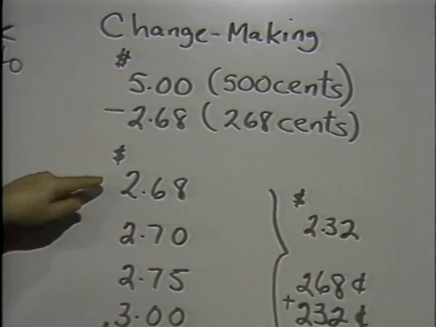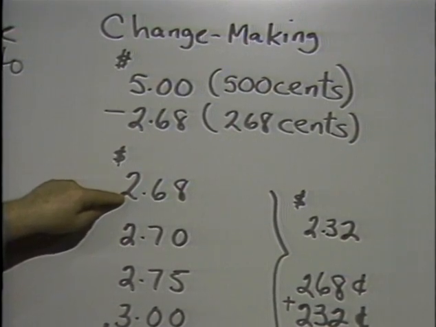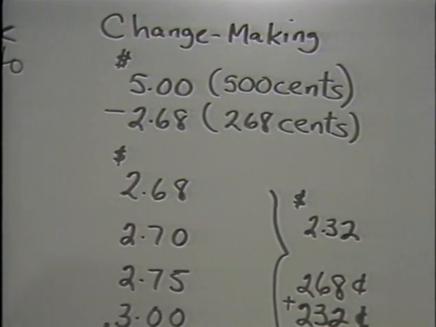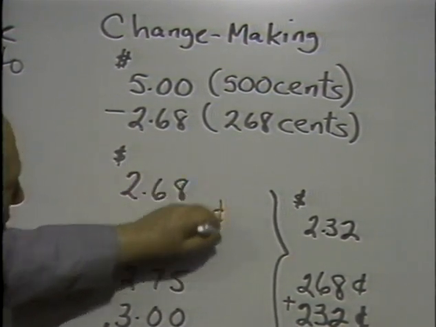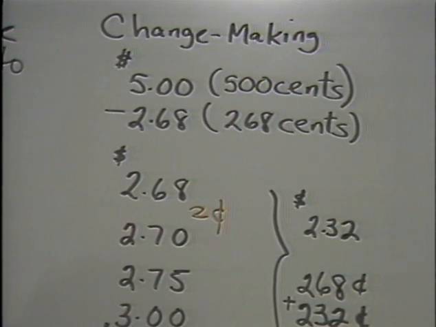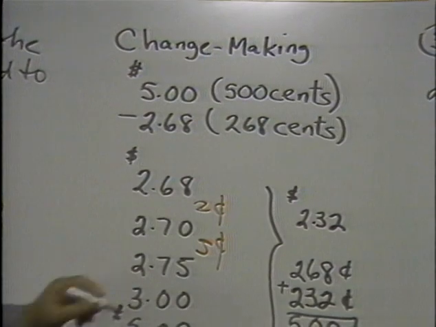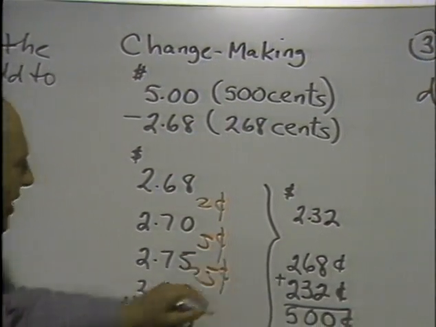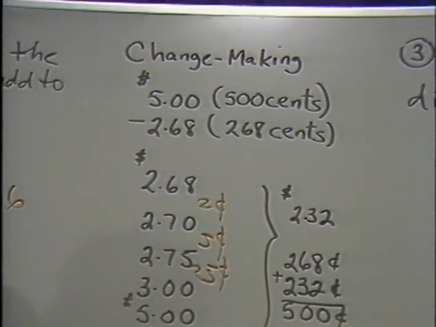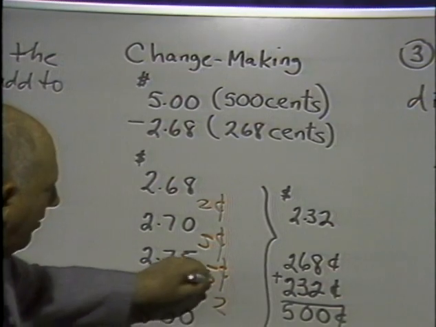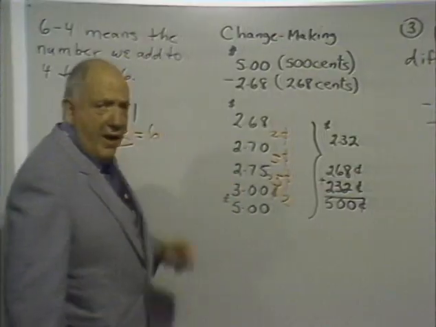What the clerk says is, what? He says 268, but he doesn't give you that. He says 268, then he puts down 2 cents and says that makes 270. Then he puts down a nickel, says that makes 275. Then he puts down a quarter and says, and 25 makes 3. Then he puts down 2 $1 bills, or a $2 bill, and says, and 2 makes 5.